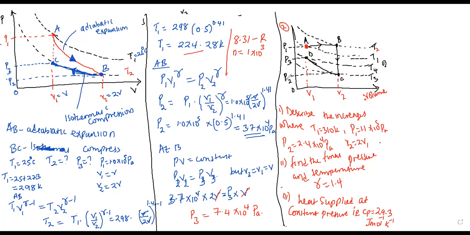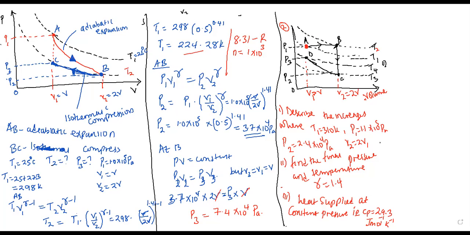It undergoes an isobaric process. An isobaric process, we said, is a process where you have a constant pressure, where the pressure does not change. So it undergoes an isobaric process to twice its volume, because they have said V1 is V, then V2 is twice of V, at B.